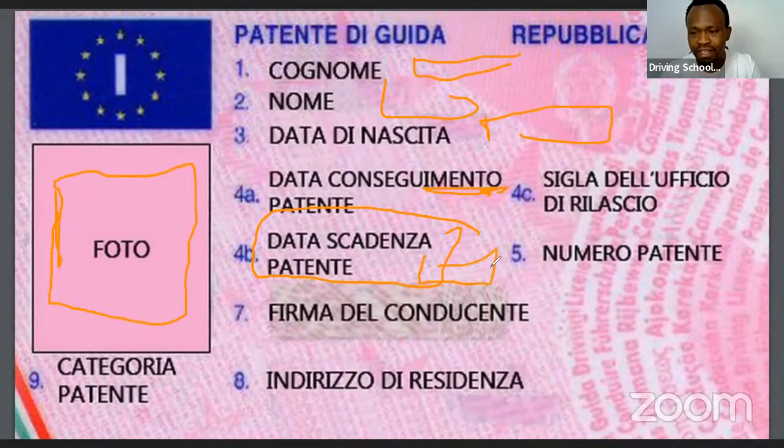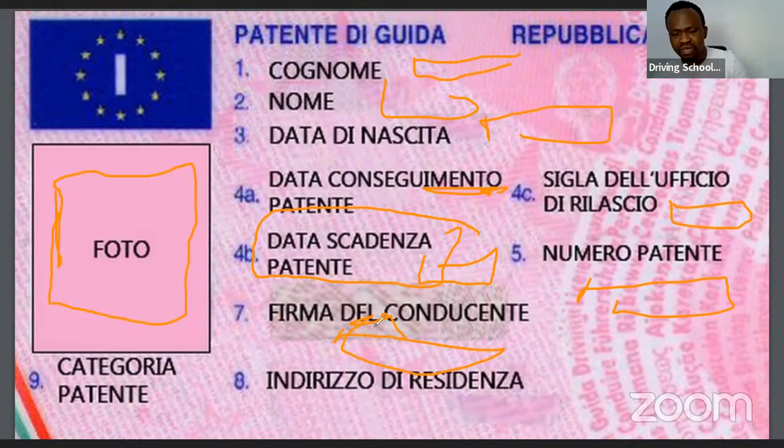You understand? And write the number here, the office that released the license for you, the signature here, and also the residential address. I think it's not all that you have that one. They write the category, which is going to be P. Now, this expiring date is not the same for everybody, because it varies according to our age.